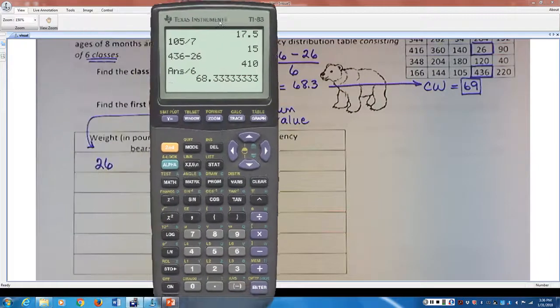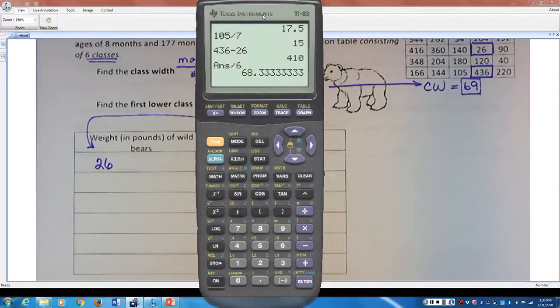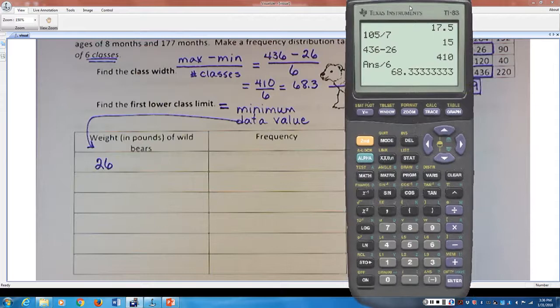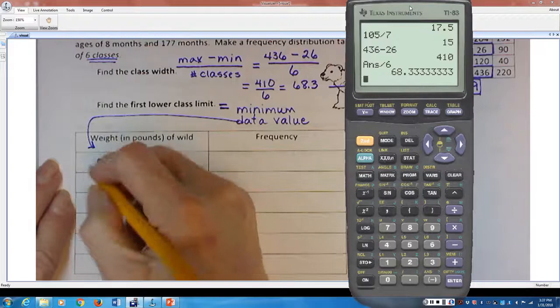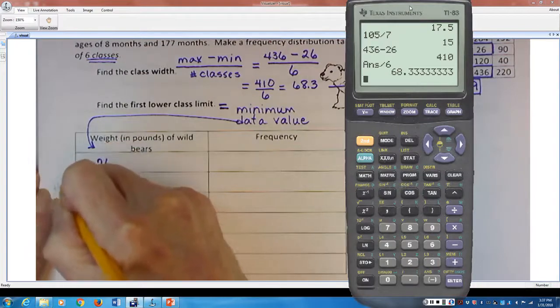Let's suppose I'm some enterprising statistics student that's trying to get ahead, and I didn't read the part about rounding up. Or I forgot the teacher said round up. So I'll look at 68.3 and say, oh, that rounds to 68. Because normally that's what we think. 68.3 rounds down to 68, right? This is what I would do. I would say, okay, my class width is 68. In order to get my next class limit, I'll take my 26 plus 68.